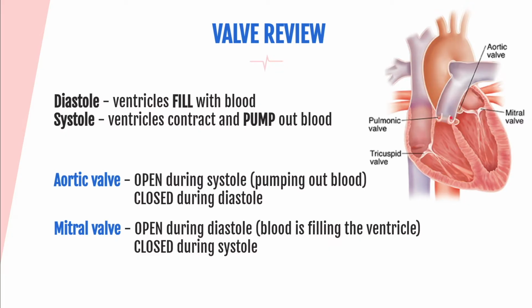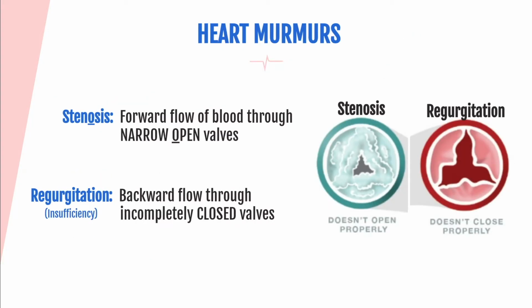So with that being said, let's talk about heart murmurs. Murmurs occur because there is either stenosis or there is regurgitation. And regurgitation is interchangeable with the word insufficiency. So if you see one or the other, know that they mean the same thing.